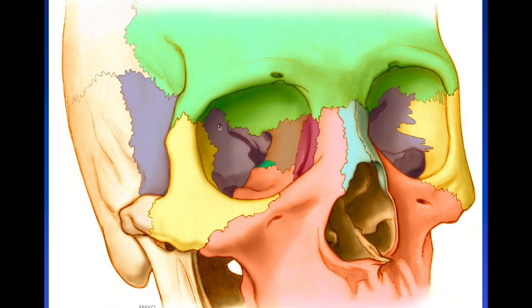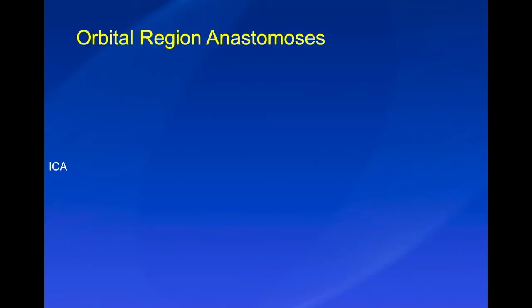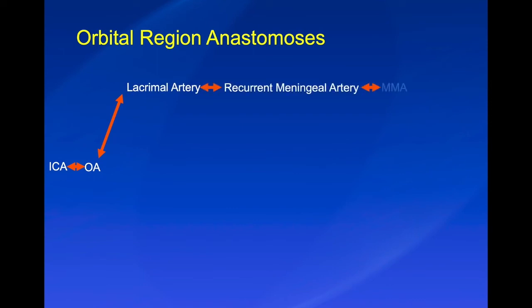And this is what the foramen of Hyrtl is right here. It's in the back of the orbit, and this is where you get those anastomoses between the middle meningeal artery to the lacrimal artery, which then goes to the recurrent meningeal artery and then ophthalmic artery. So that's the foramen of Hyrtl. So again, ICA to ophthalmic artery, lacrimal artery, recurrent meningeal artery, middle meningeal artery, all going through the foramen of Hyrtl.